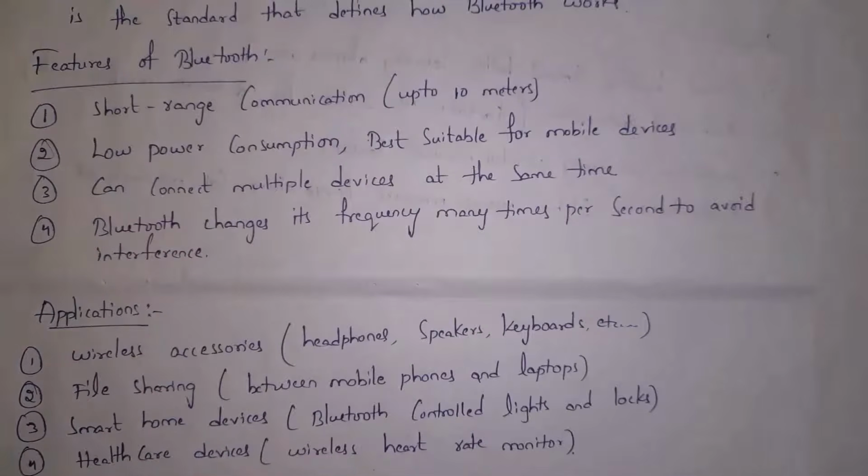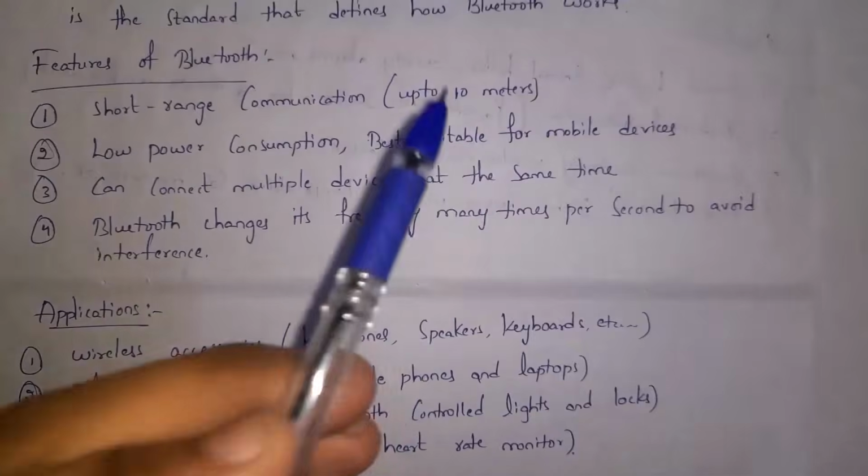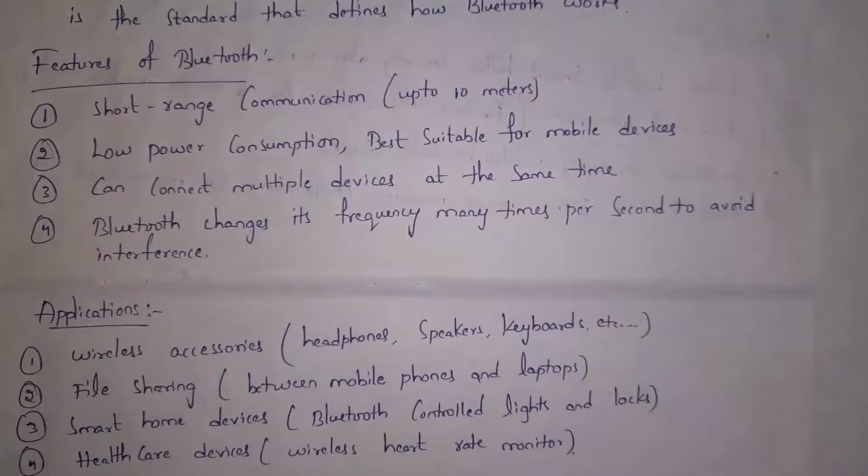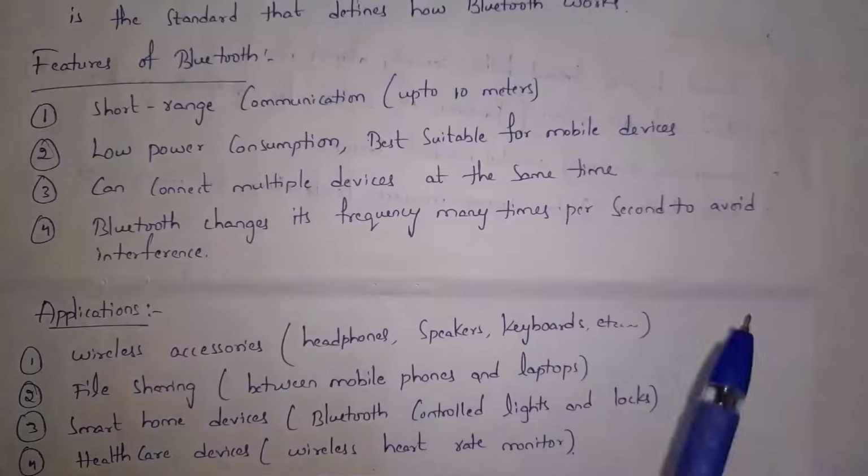And the first one is shorter range communication. Guys, by using Bluetooth, devices can communicate with each other up to 10 meters away. As Bluetooth has low power consumption, Bluetooth is suitable for mobile devices. And by using Bluetooth, we can connect to multiple devices at the same time. Guys, Bluetooth frequency range is not fixed. Bluetooth changes frequency many times in order to avoid interference.